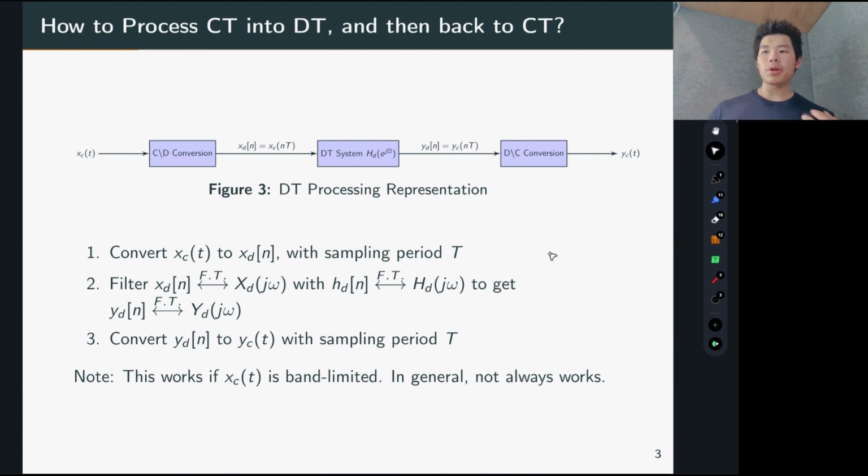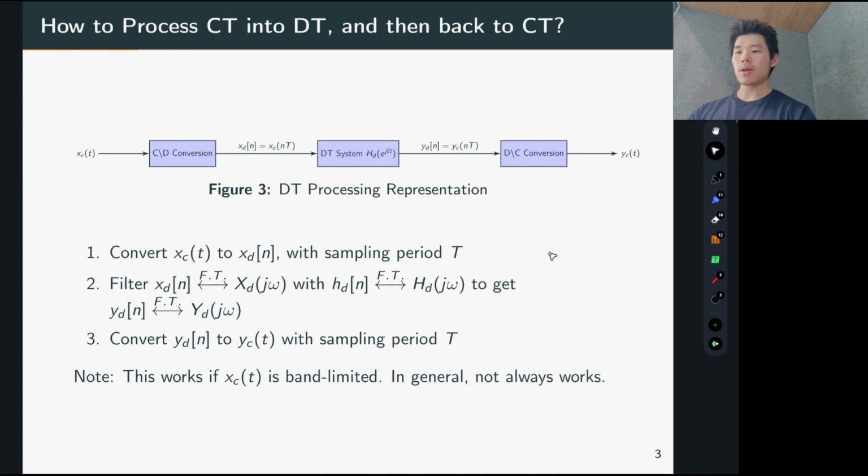And so how do you process a CT signal into DT and then back to CT? This is the block diagram. You have the continuous time signal, you convert it from C to D, and then you get x_d[n], and you run it through the DT system with a certain frequency response, and you get the output, and then you want to convert it back to the continuous time version. So that's the whole idea.